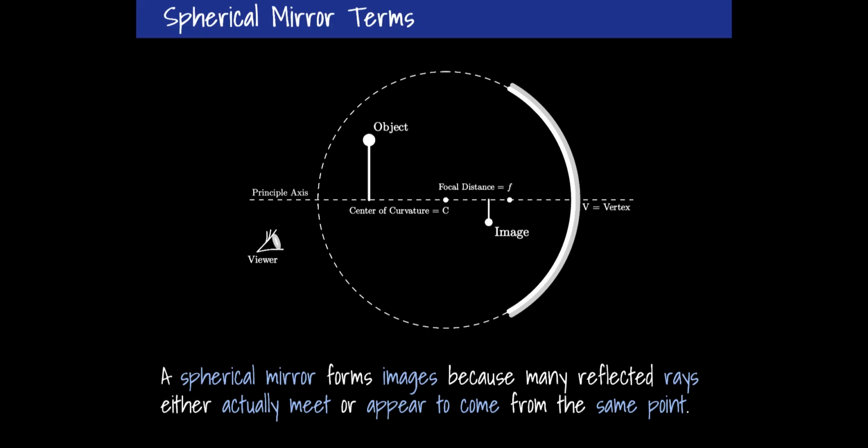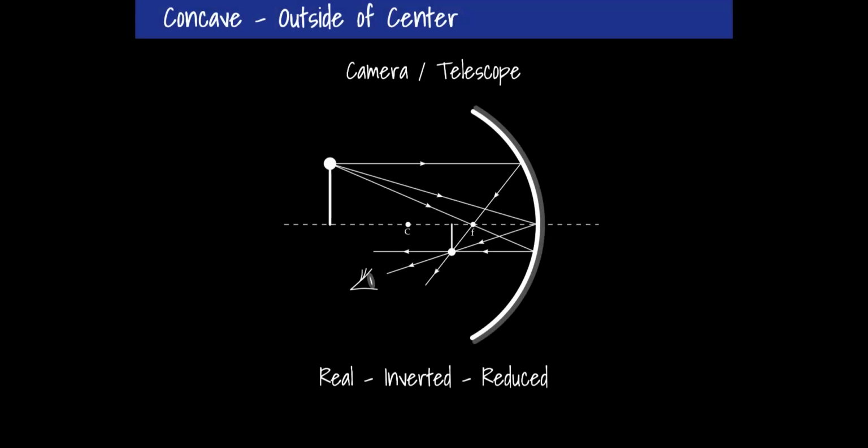Here is my first example of a concave mirror. I have to draw many of these diagrams because what I'm going to do is I'm going to put the object, as I have here, outside the center of curvature and see what I get.